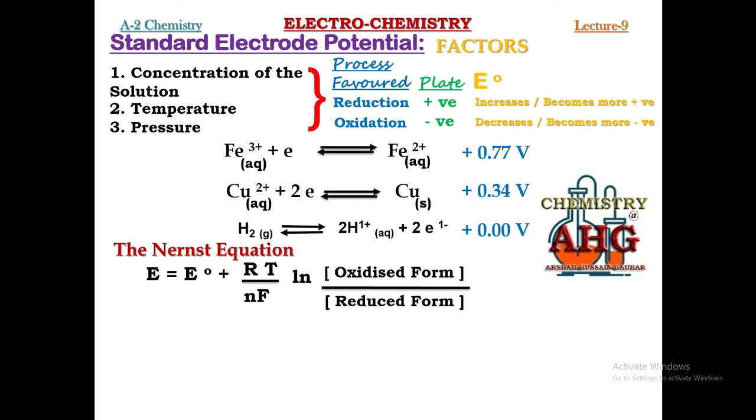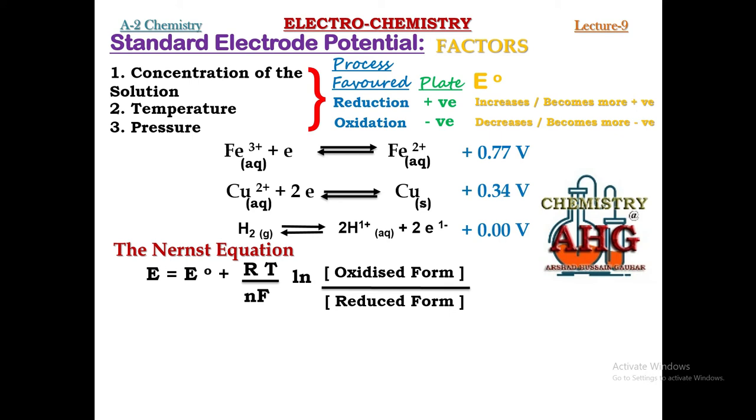Now how will you decide which form is the oxidized form? A form having a higher oxidation state is the oxidized form, and a form having a lower oxidation state is the reduced form. Look at the first example again. There is Fe3 plus, there is Fe2 plus. Fe3 plus is the higher oxidation state, so this is the oxidized form. Fe2 plus is the lower oxidation state, this is the reduced form.